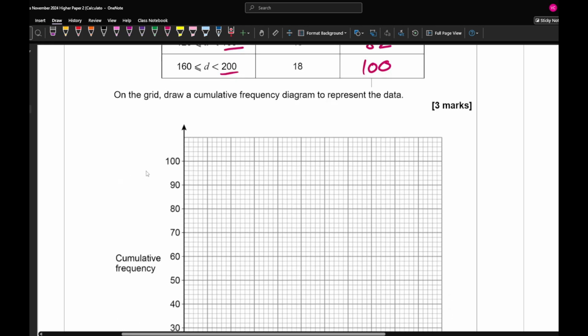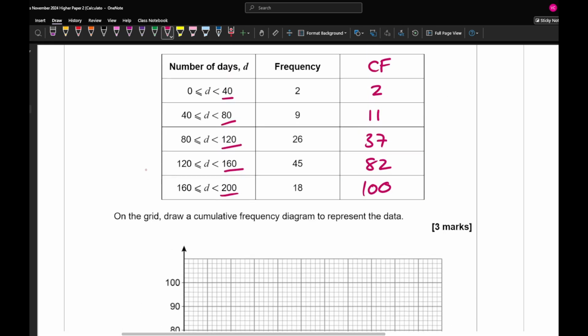Then what I need to do is plot this on the cumulative frequency grid, starting at 0, and I need to plot a point at these coordinates.